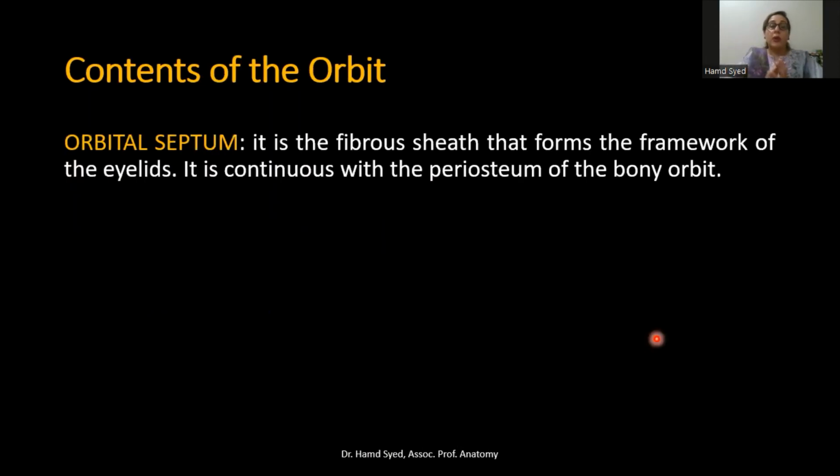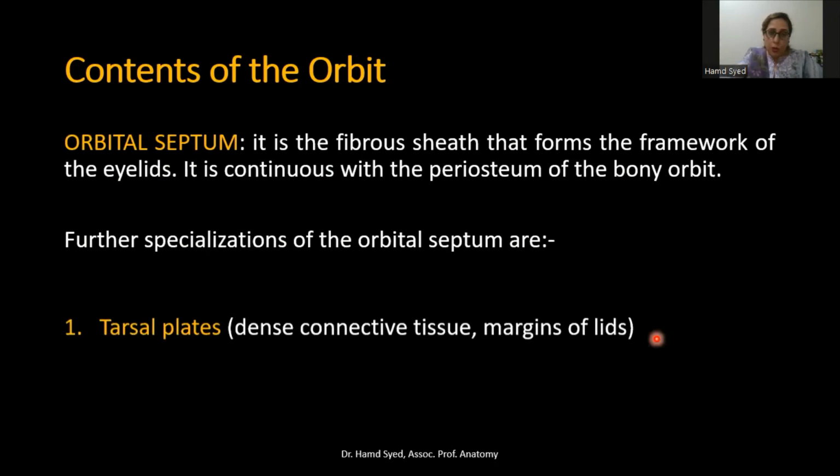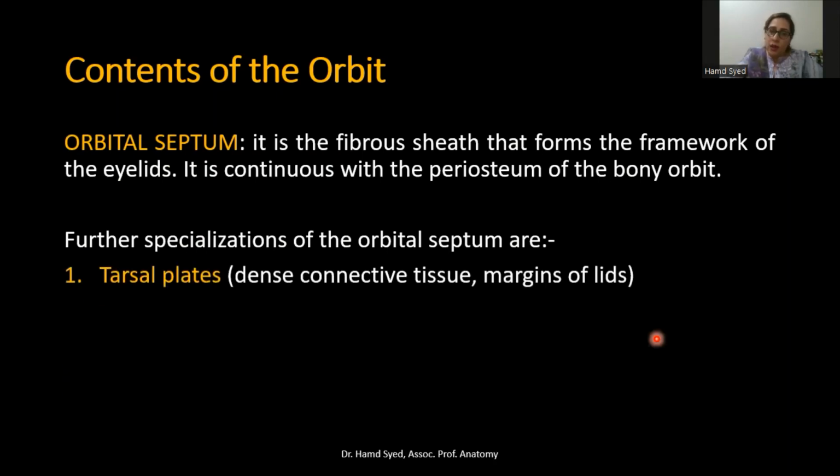When we're talking about the contents of the orbit, we also talk about the septum. Now, what is the orbital septum? It is the fibrous sheath that forms the framework of the eyelids. So the eyelids need a supporting framework of fibrous tissue, and this is provided by the orbital septum. Keep in mind, this septum is continuous with the periosteum of the bony orbit, and it has further specializations. One of these specializations are the tarsi, also known as tarsal plates. These are plates of dense connective tissue which are present in the margins of the upper and lower eyelids.